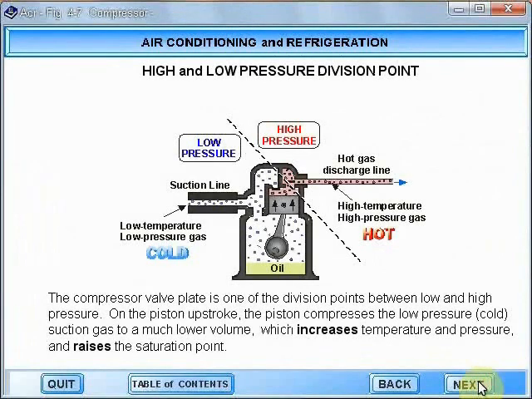The compressor valve plate is one of the division points between low and high pressure. On the piston upstroke, the piston compresses the low-pressure cold suction gas to a much lower volume, which increases temperature and pressure and raises the saturation point.